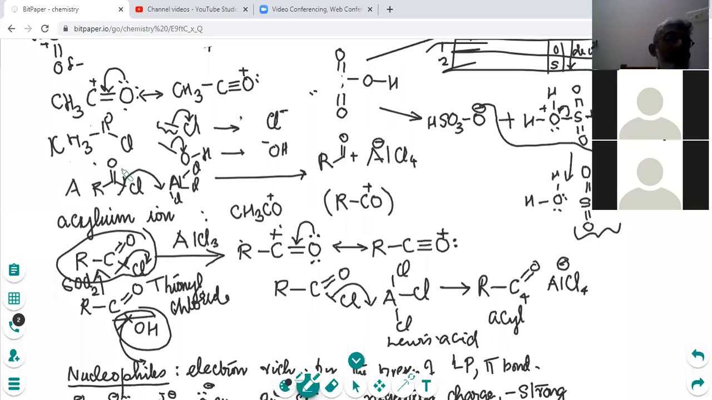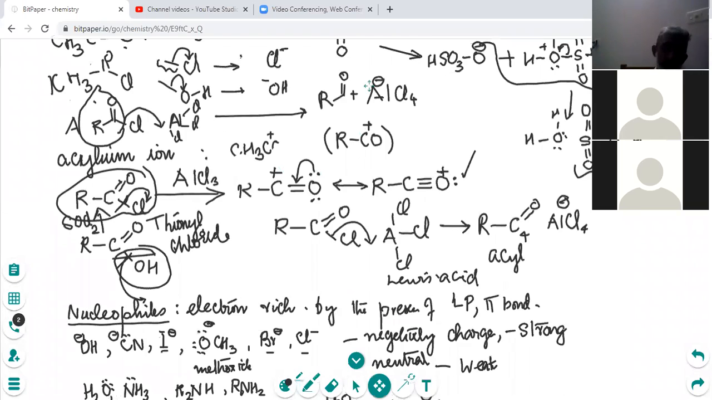So it is this RCO plus, which is called the acylium ion. You can see that. See now, there is no lone pair here, and there is no lone pair here also. So it is carrying a positive charge on the carbon, and this can be resonance stabilized, and this is what is an acylium ion. So these are the different methods by which you can generate acylium ions, electrophiles.